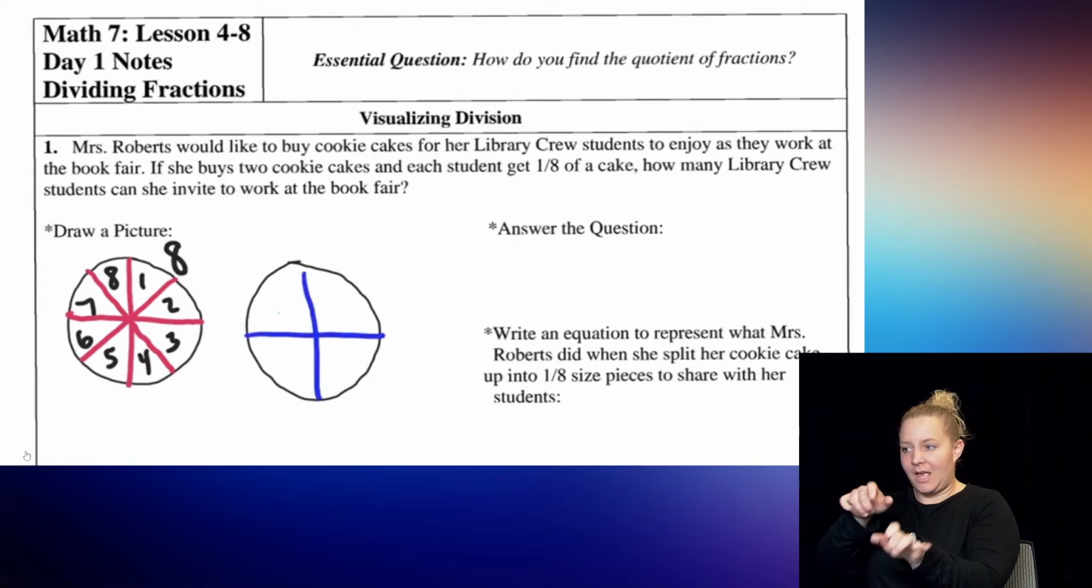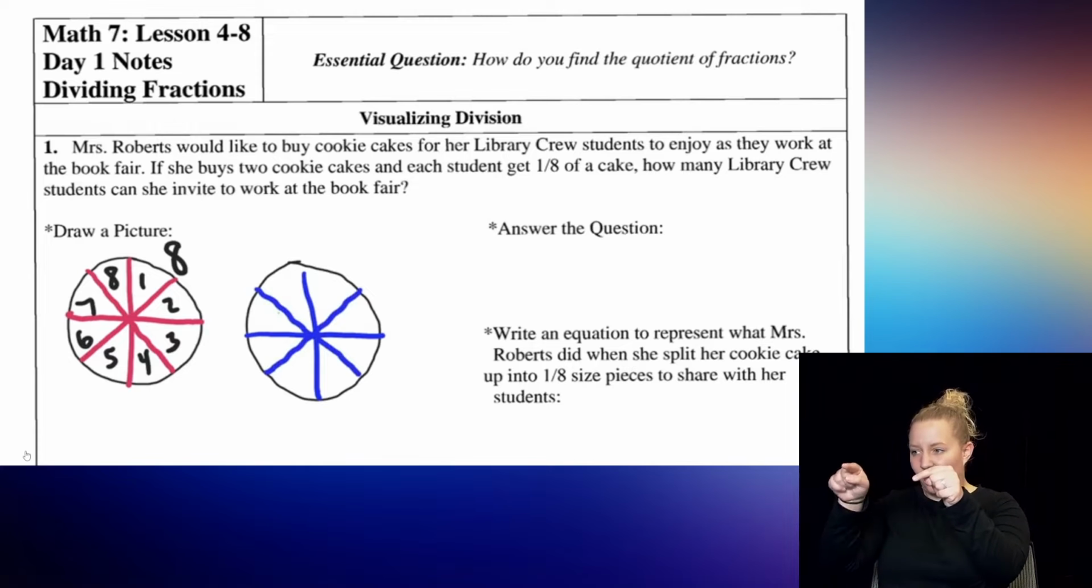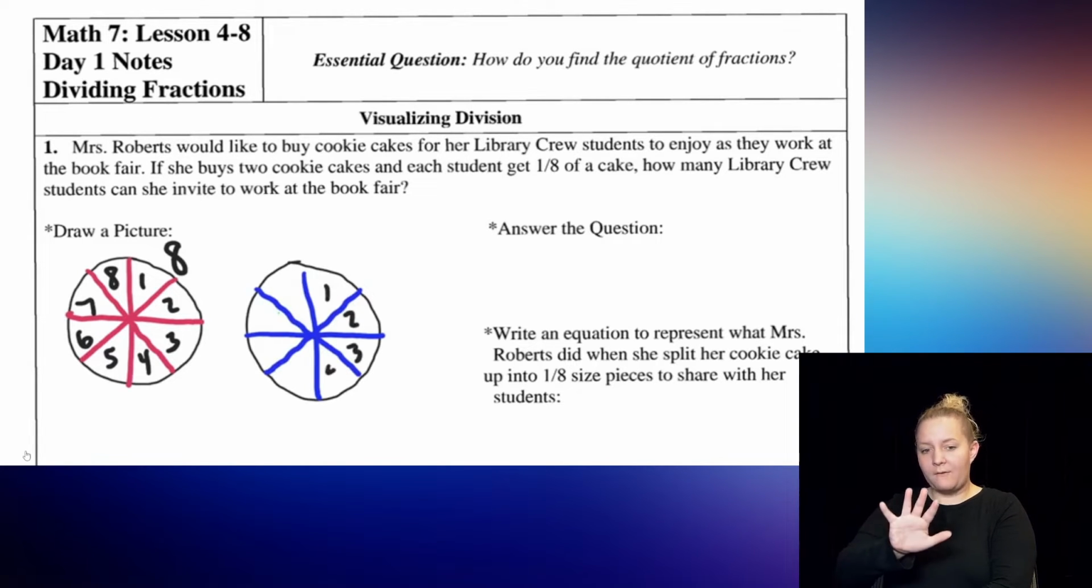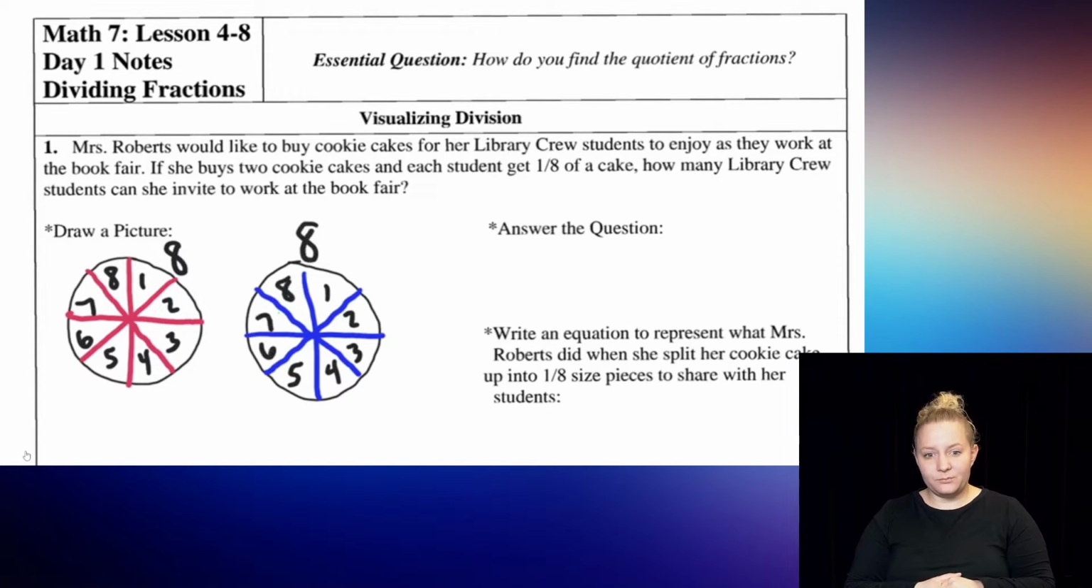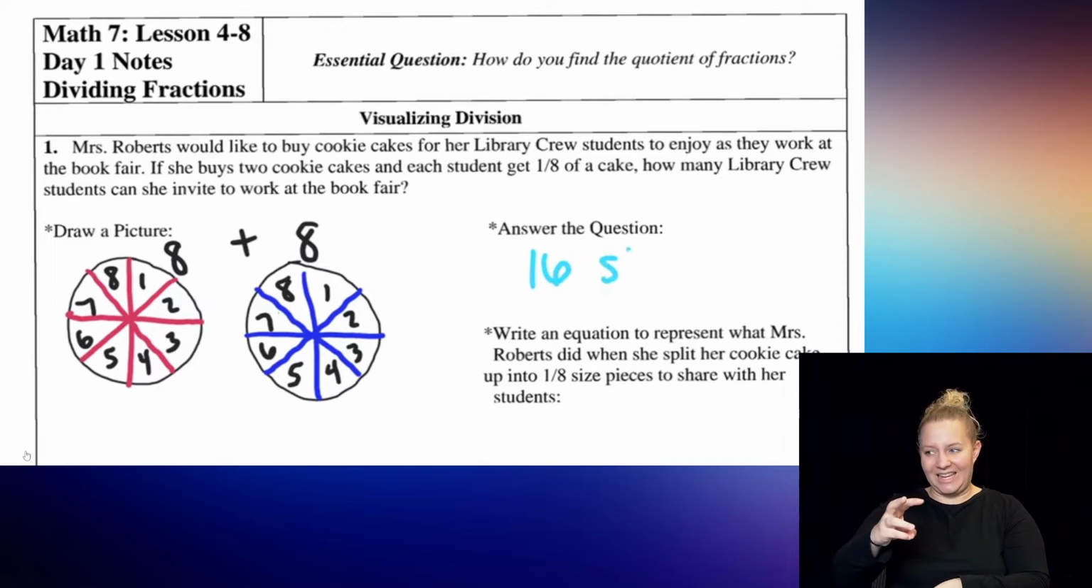I cut it in half. I cut it in half again. I'm at 4. Go ahead and go diagonally across. So again, I have 1, 2, 3, 4, 5, 6, 7, 8 pieces. Therefore, I can see with 2 cookie cakes, I got 8 pieces on each cake. I know that I could feed 16 students because 8 plus 8 is 16.